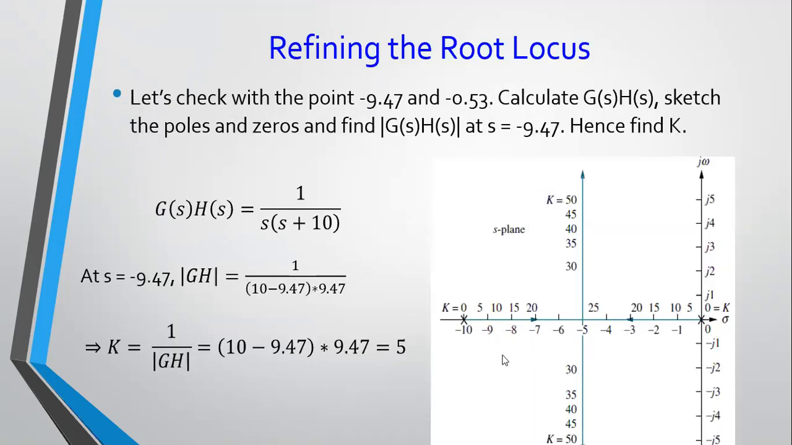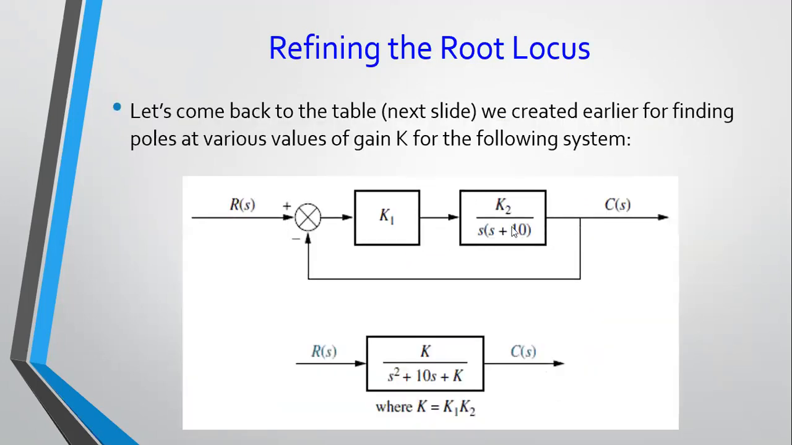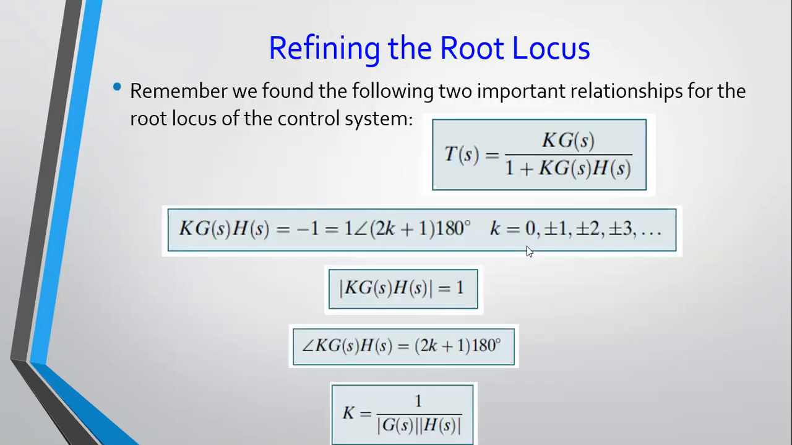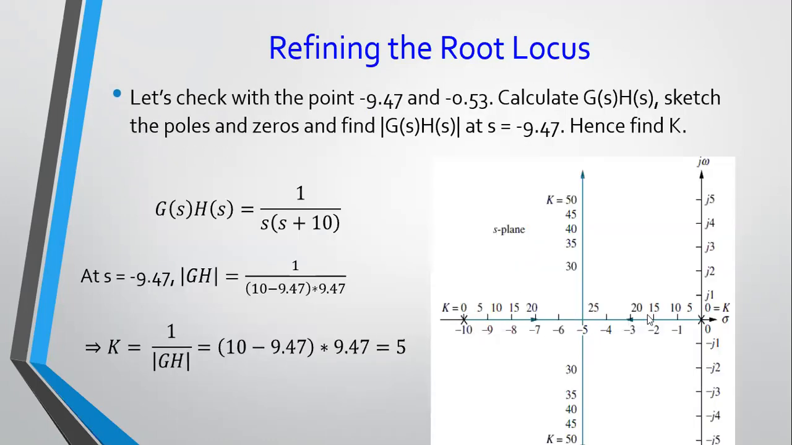If you look at this transfer function here, GH is as follows: s into s plus 10. So the first thing we do is put the two poles that we have at 0 and -10. Now the point of interest we have is at s equal to -9.47. We want to know, at this point on the root locus, what value of gain we get. So, as we said earlier, you link the point that you have to your poles and zeros.